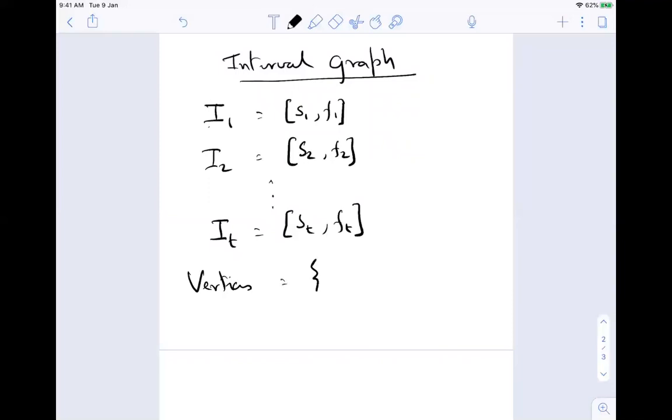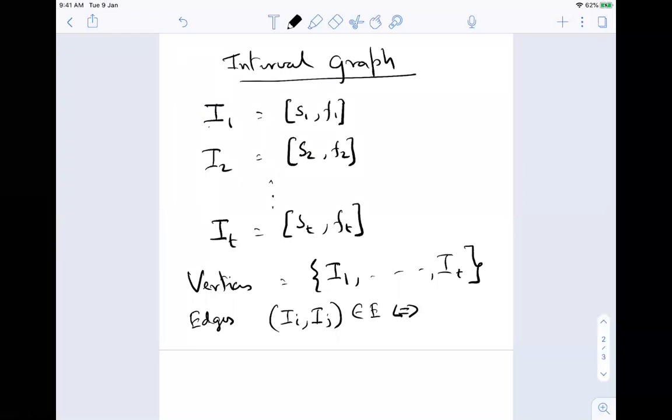So you can define a set of vertices, which are basically the set I1 to I_T, and you have edges such that there is an edge between I_i and I_j if and only if these two intervals intersect, meaning I_i intersection I_j is non-empty. So this is called an interval graph.